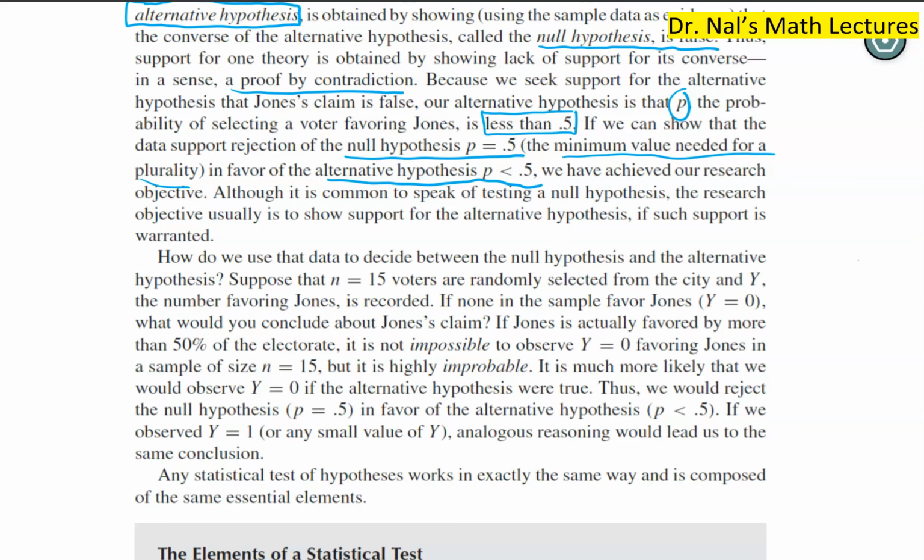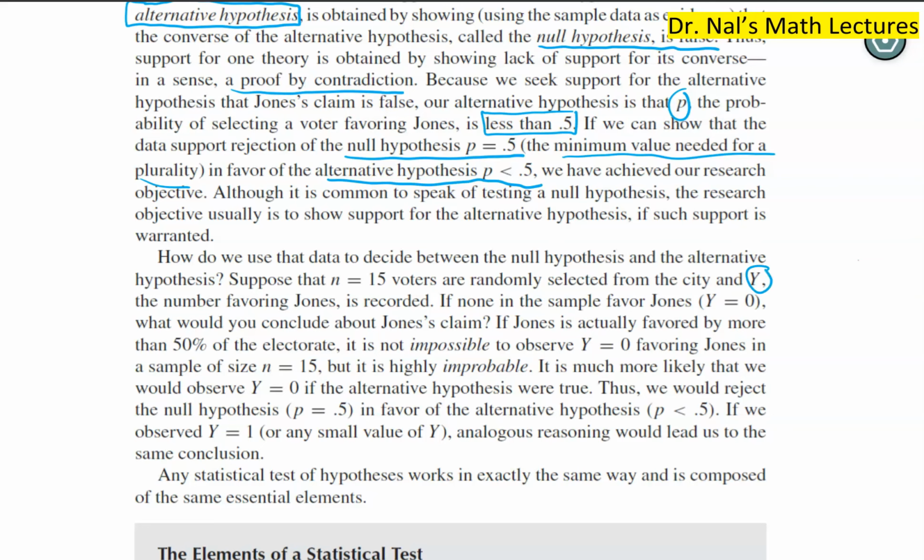Obviously, sampling. Suppose that n equals 15 voters are randomly selected from the city, and Y, the number of people favoring Jones, is recorded. So you see, the city is a large city. There's no way ahead of the election we can ask every single individual, right? It will be too costly. It's probably impossible. But what we can do is randomly pick 15 people from the street or from the shopping mall or whatever, and ask them their opinion, whether they favor Jones or not, and then record how many of them favor Jones. That number is Y.